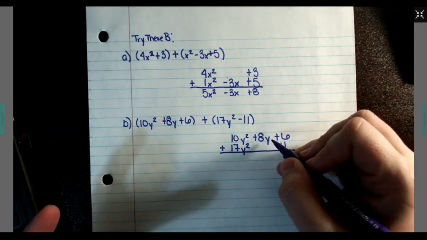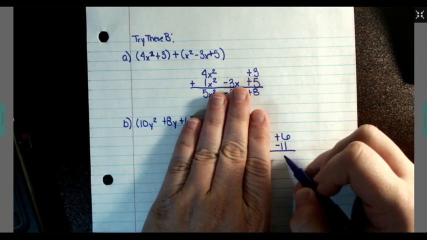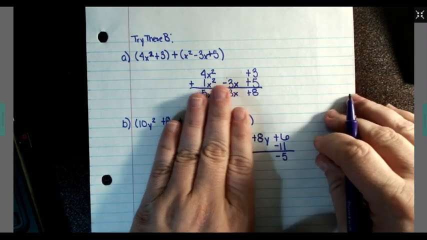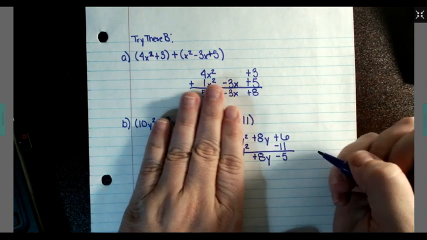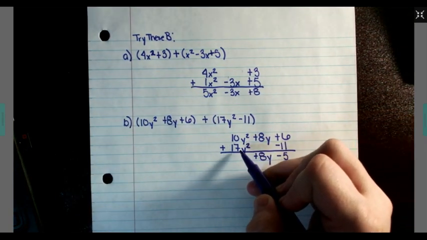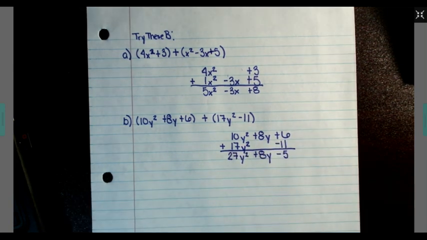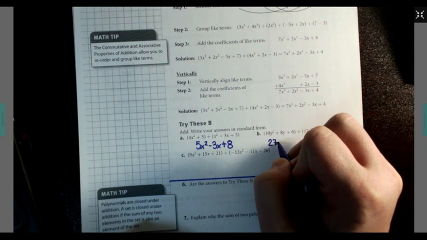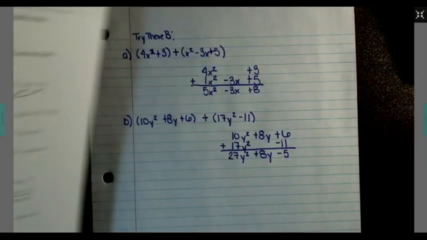I don't want to put it under 8y because they're not like. So I'm going to look at these one piece at a time. 6 minus 11 is negative 5. 8y plus 0 is positive 8y. And 10y squared plus 17y squared is going to be 27y squared. So I have 27y squared plus 8y minus 5. So I'm going to bring that answer over. That was 27y squared plus 8y minus 5. Now we're going to do letter C.